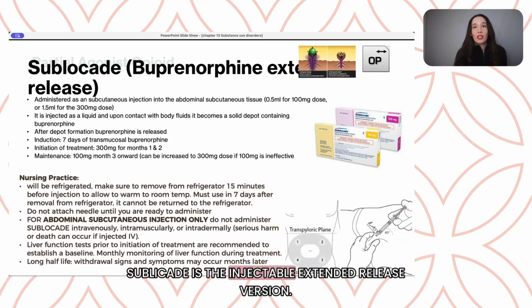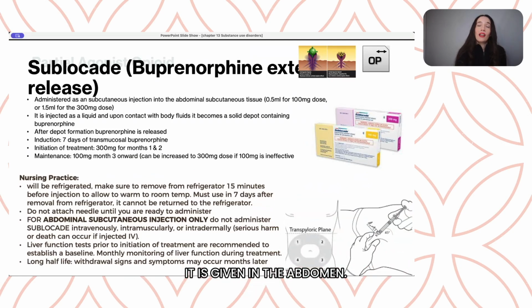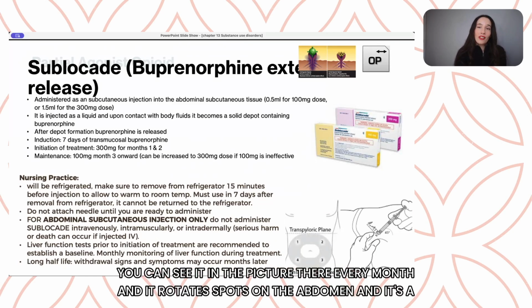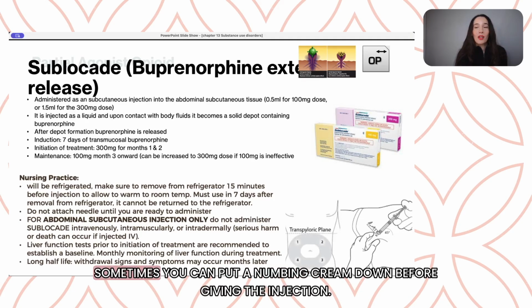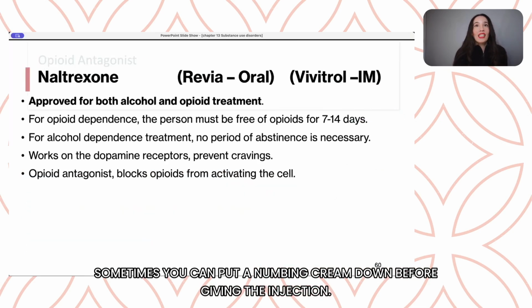Sublocade is the injectable extended release version. It is given in the abdomen. You can see it in the picture there every month, and it rotates spots on the abdomen. And it's a subcutaneous injection, which is nice. It's not deep. It does sting. Sometimes you can put a numbing cream down before giving the injection.